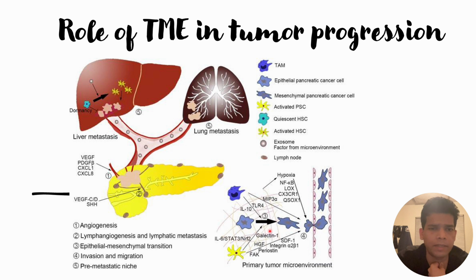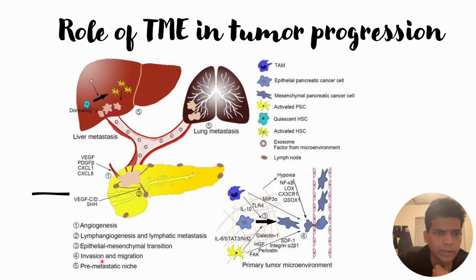The third part is the epithelial to mesenchymal transition, and this will be done through the activation of several pathways or cytokines such as IL-10, IL-6, STAT3, NRF2, and the activation of these cytokines will help in the change in the characteristic of these tumor cells from epithelial to mesenchymal, and that helps in the intravasation of these tumor cells into the blood vessels, and from there they can enter into other organs.